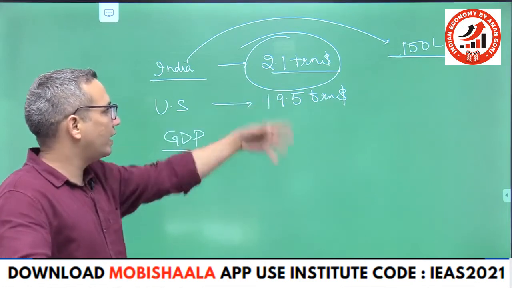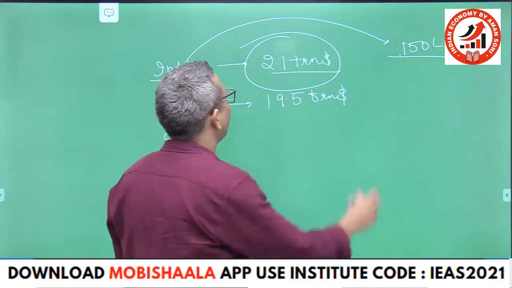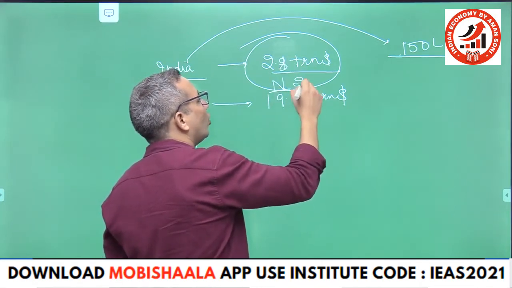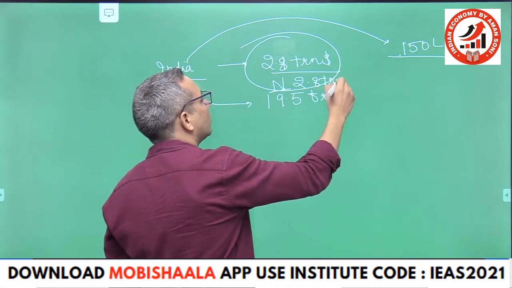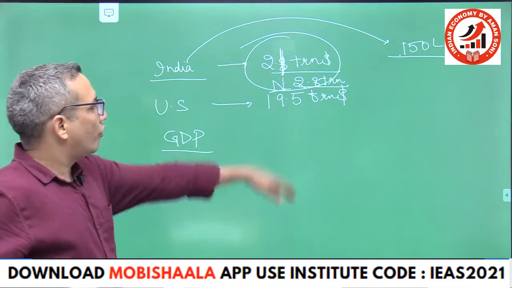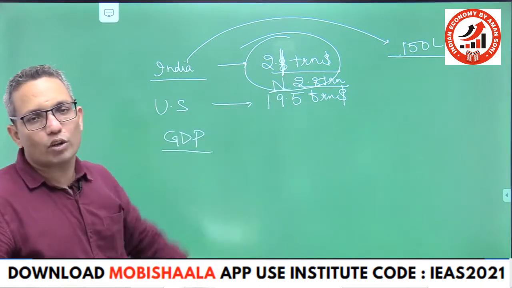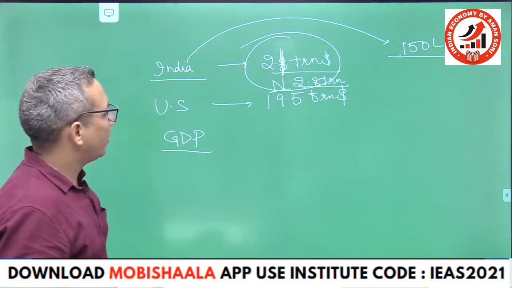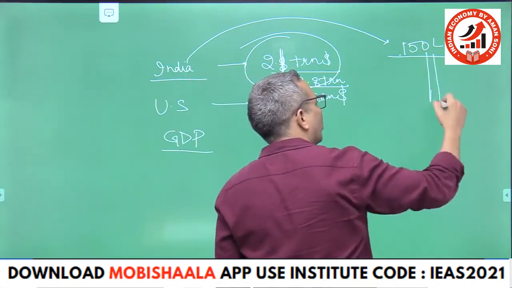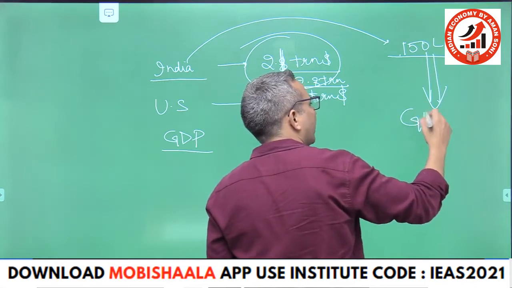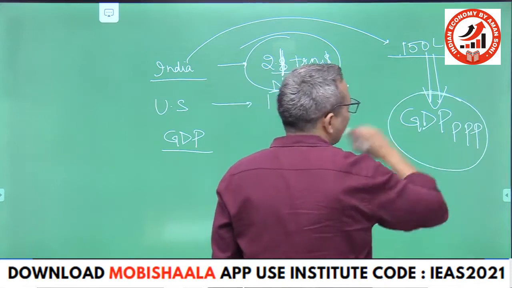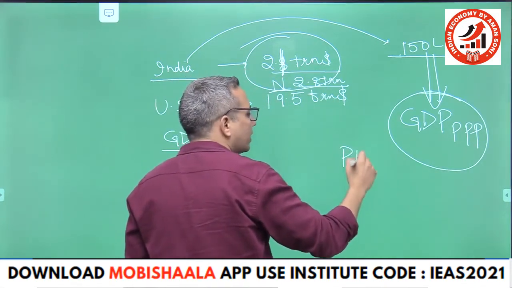In that case, India's GDP would be coming out to be say 2.7 or say 2.8 trillion. Nominal GDP would come out to be $2.8 trillion and real GDP would come out to be $2.1 trillion. So if we see this, that India's GDP is 150 lakh crore rupees, then if we have to convert it into GDP at PPP, what we'll do is we will take the PPP exchange rate.